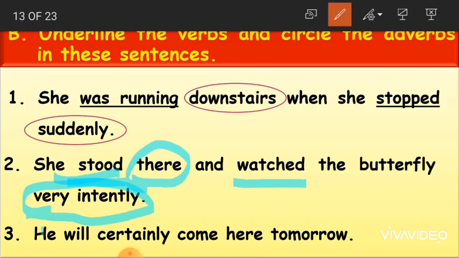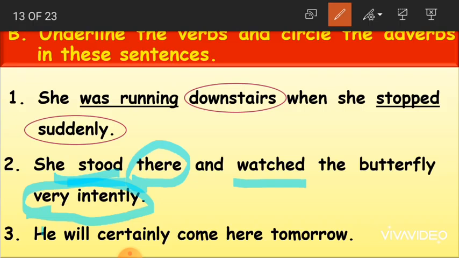Even there is also an adverb. Okay. Clear, children? Yes. Now, the third one. He will certainly come here tomorrow. What is the verb here, children?